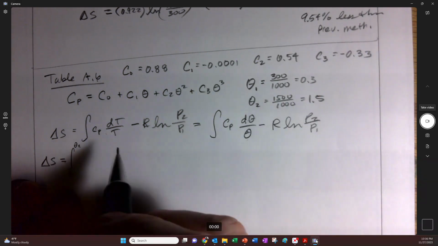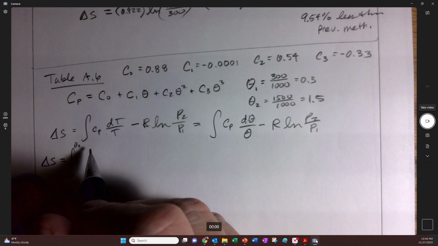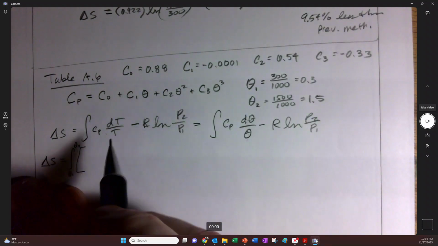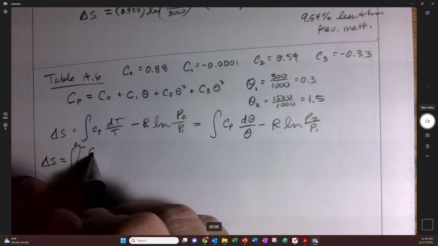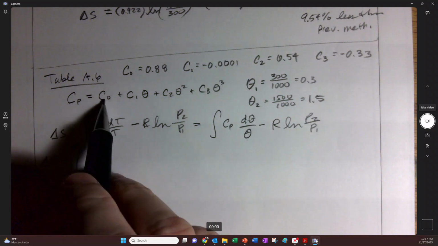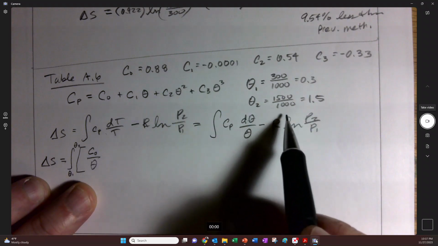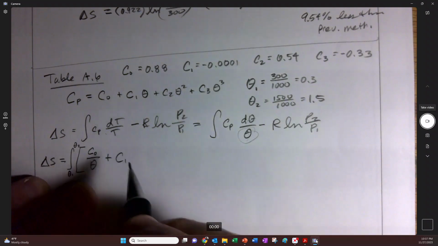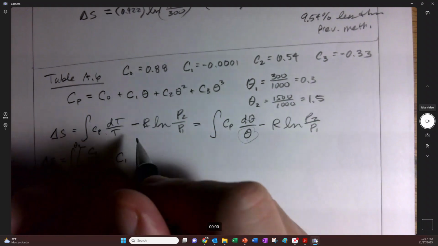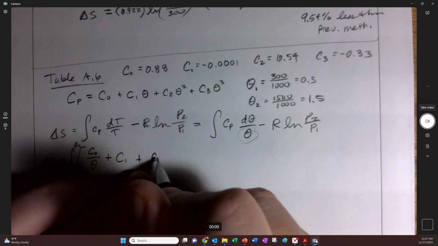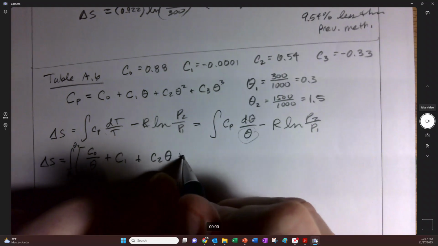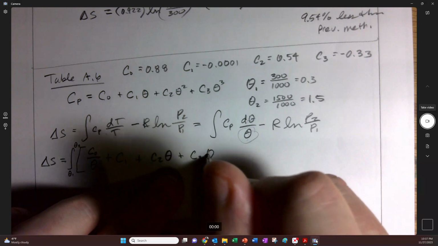And I'm going to divide through by theta first. Instead of integrating first, we'll just note that we're going to have C0 divided by theta, because we're dividing all the way through by theta. The next one, we just have C1, because we divided by theta right there. Then the next one, we're going to have C2 times theta. And then the next one, C3 theta squared.